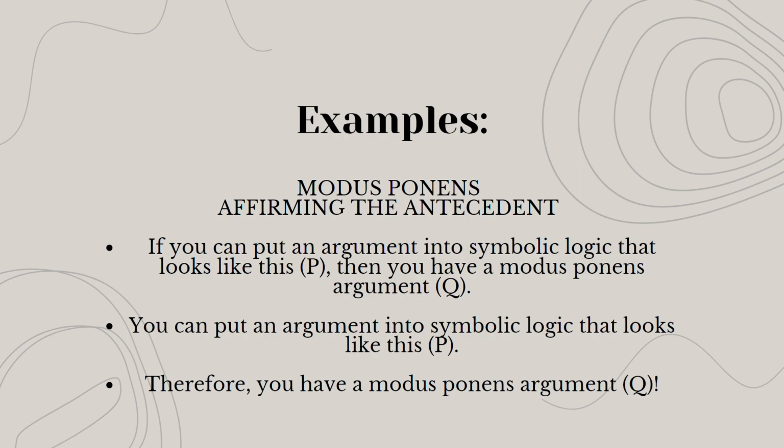Example: modus ponens, affirming the antecedent. If you can put an argument into symbolic logic that looks like this: if P, then Q, and you have P, therefore you have a modus ponens argument: Q.